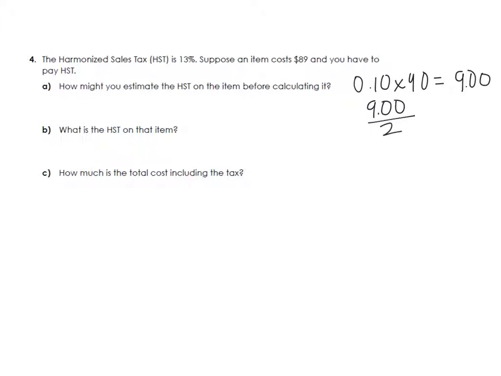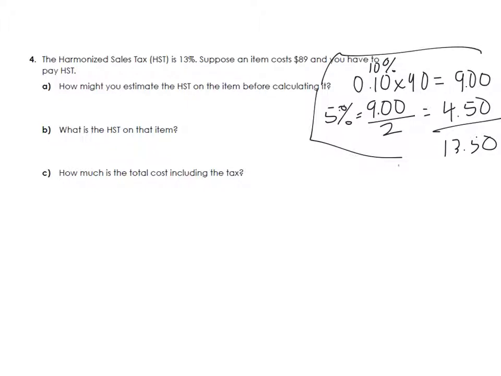So I'll just write it like this. $9 divided by 2 equals $4.50. And this is my 5%. I calculated 5%. This is the 10%. And then I could add it up and it's going to be about $13.50. Now that estimate is going to be high because I calculated 15% as opposed to 13%, and there's a way you could do 13% as well.